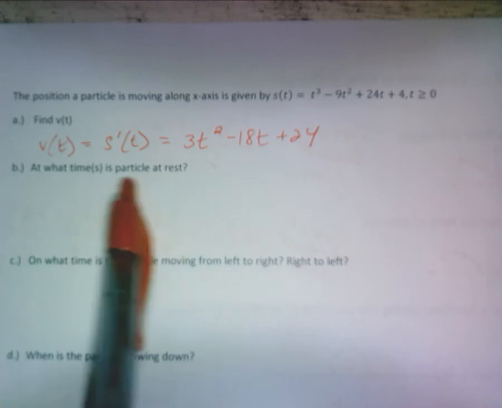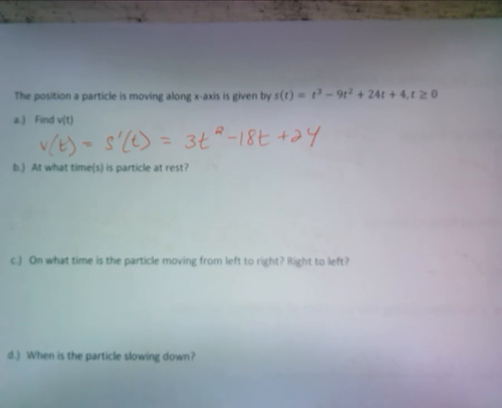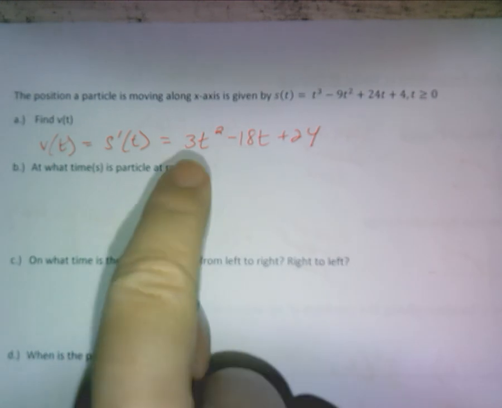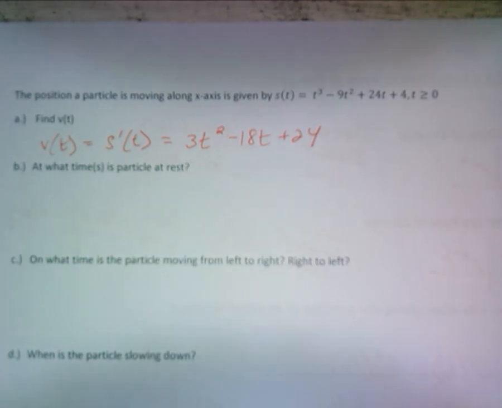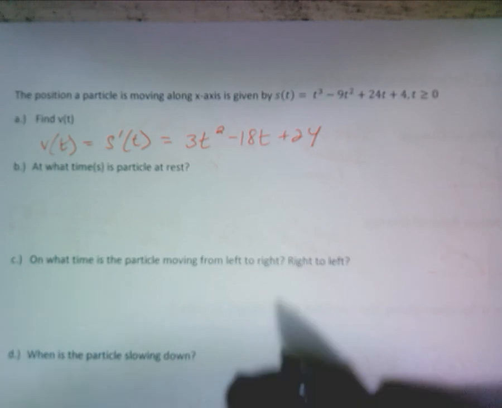But here's what the question is asking. I need you to think about this. At what time is the particle at rest? It's kind of similar to what we were just talking about. What am I looking for here? What time would my particle be resting, or would my particle not have any speed? Do I put t for 0, or do I put this equal to 0? Correct.